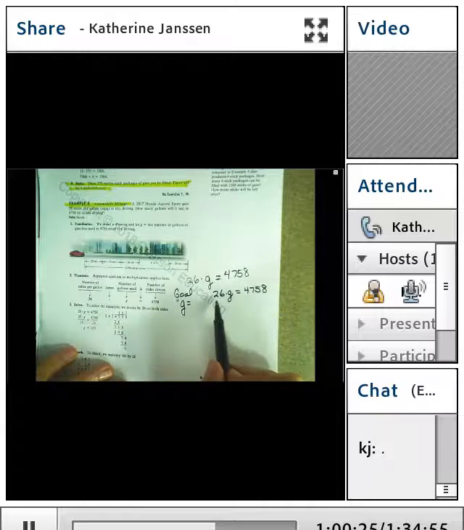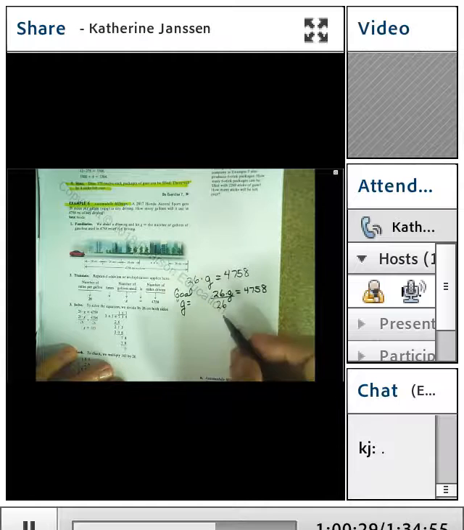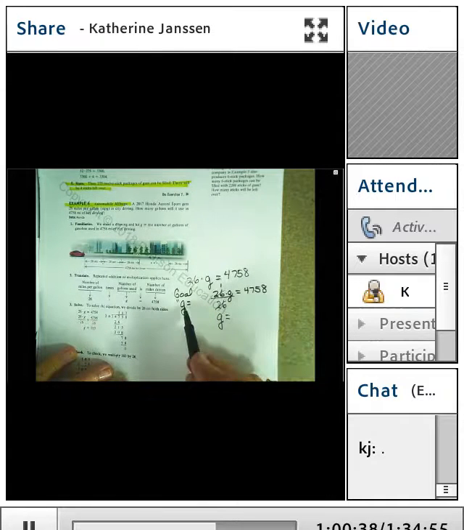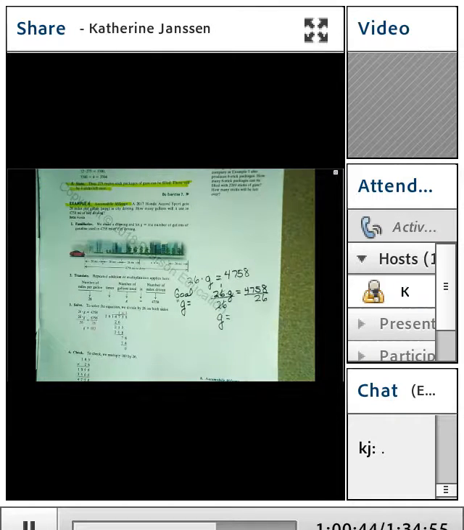So if I divide this side of the equation by 26, I'm doing that because my strategy is 26 divided by 26 goes to 1. 1 times G would be G equals, which is very close to my goal. But if I divide one side of the equation by 26, I'm going to need to divide the other side of the equation by 26.